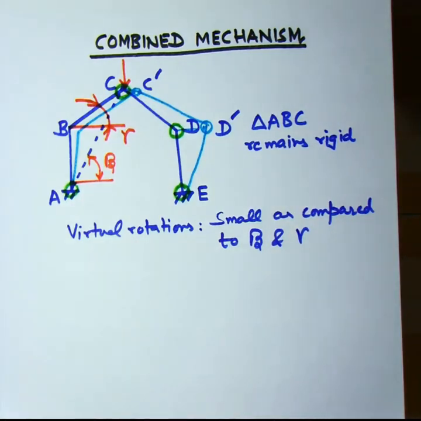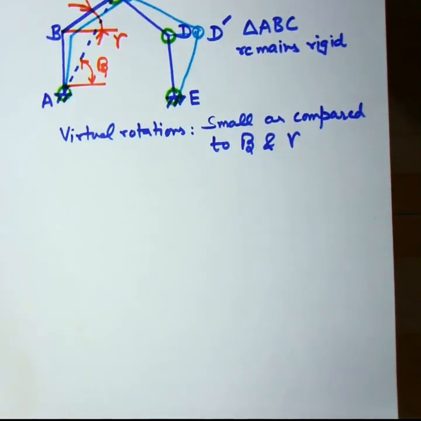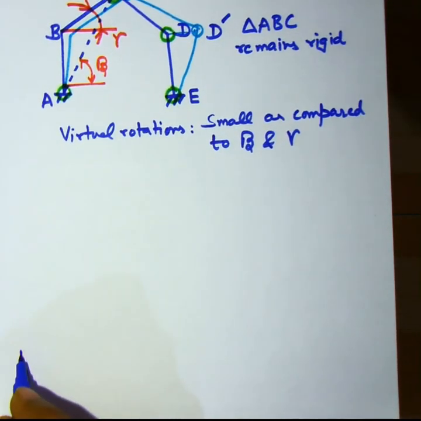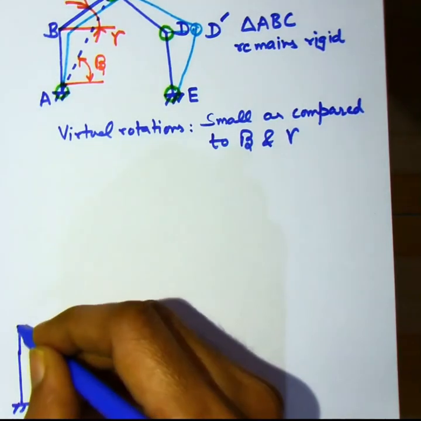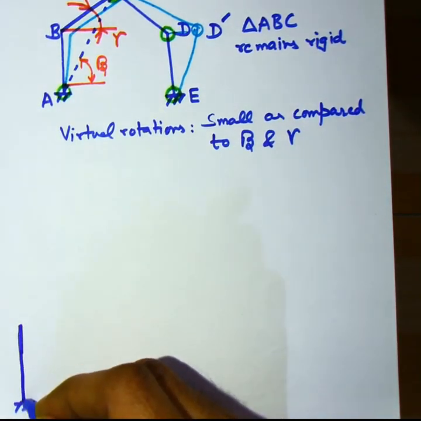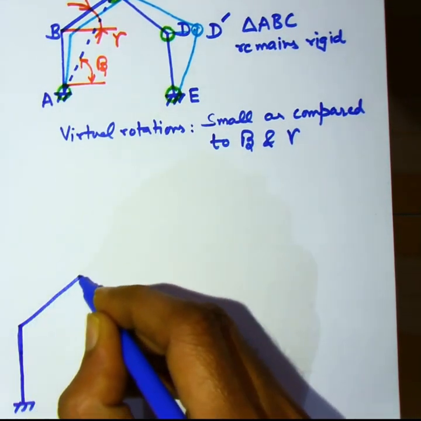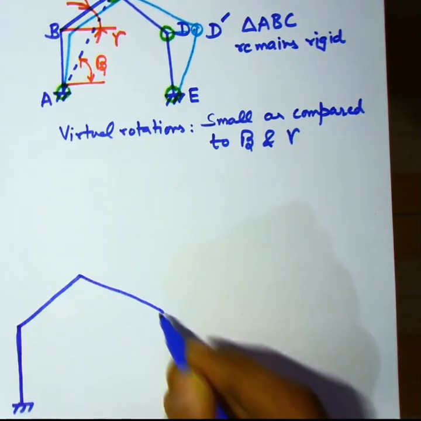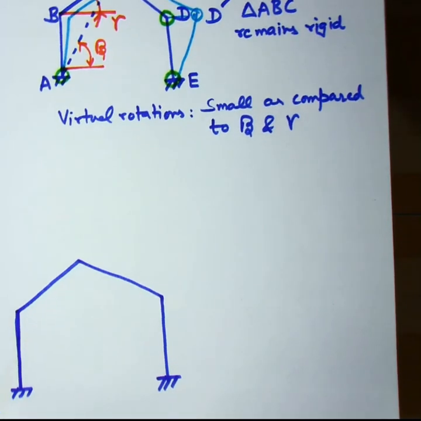So as we had informed earlier, our assumption is that the virtual rotations undergone about A and E, they are very small as compared to the angles beta and gamma. Let us now execute the process in detail so that we can find out the relationship between the angles of rotation undergone by various members.